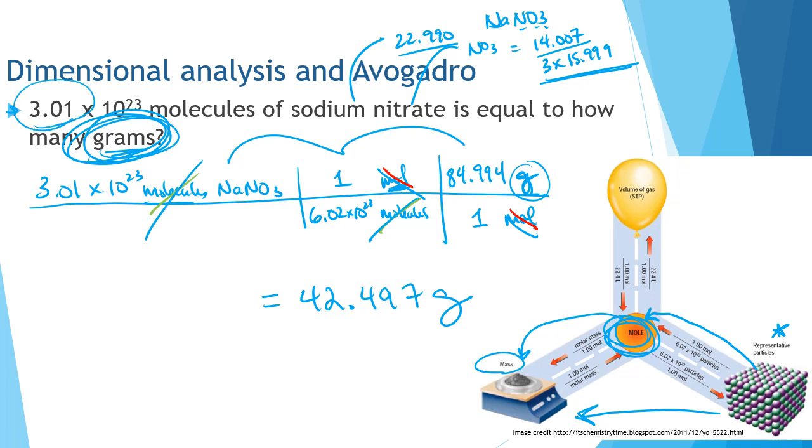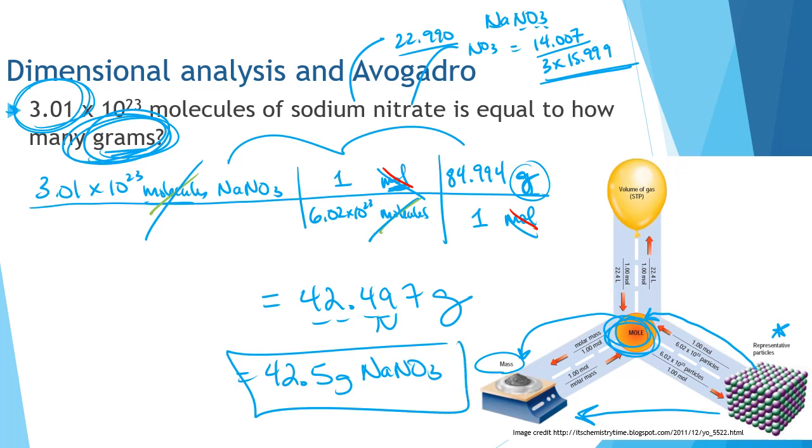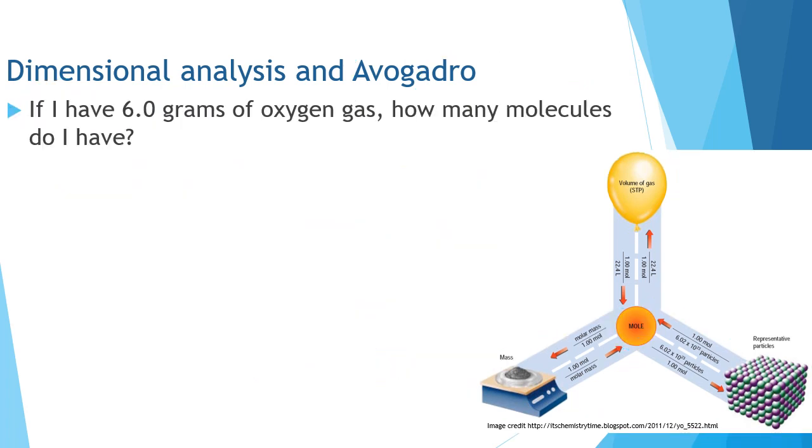I've got 1, 2, 3 sig figs, 1, 2, 3, the 9 turns that 4 into a 5, so 42.5 grams of sodium nitrate is the mass of 3.01 times 10 to the 23rd formula units of sodium nitrate. We did it. This one is yours to do on your own.